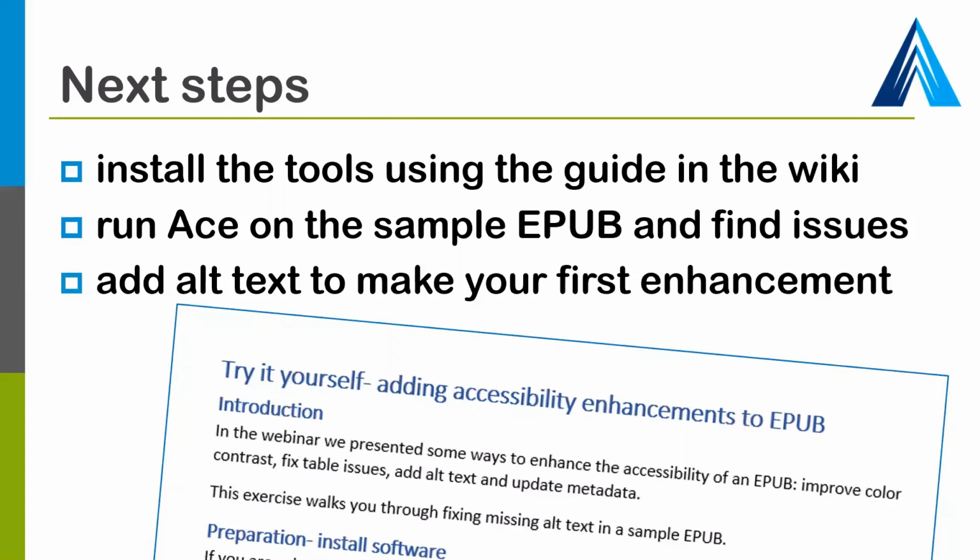So we suggest that you install the tools that we've used in this webinar, ACE and Sigil, and we've provided, such as adding or editing the alt text. So to help you, we've provided a step-by-step guide for you to get started, which is on the Access Text Network wiki. This talks through downloading and installing the software, configuring the plugin, and getting going with making those changes to the alt text.